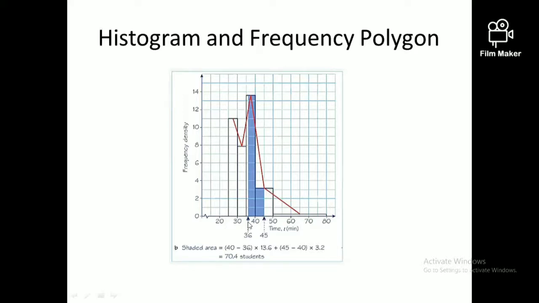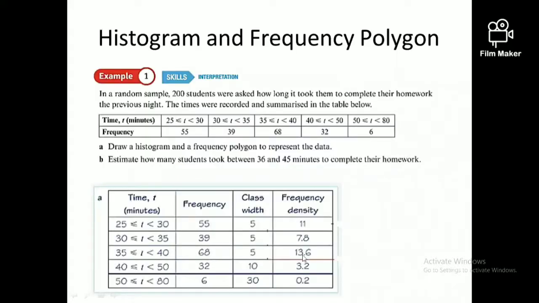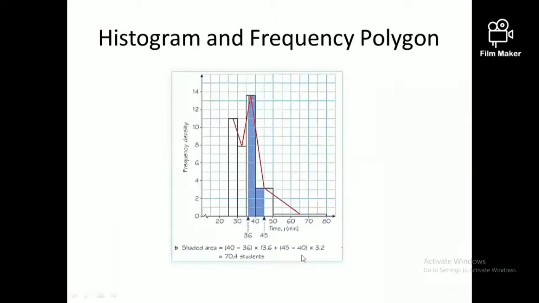Then how do you get the area over here? We know that here this is 36 to 40. What is the gap? The gap is 4. And this height, we already knew that. For this category, the height is how much? 13.6. Therefore, you can multiply 4 into 13.6 to get this area.